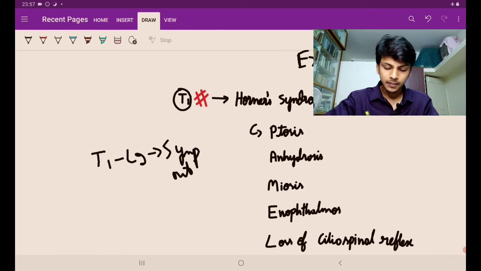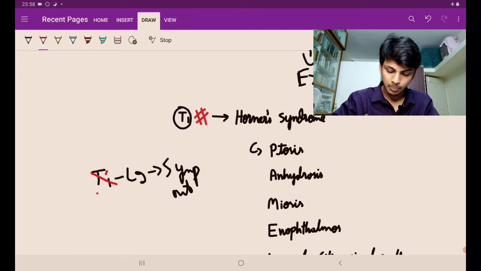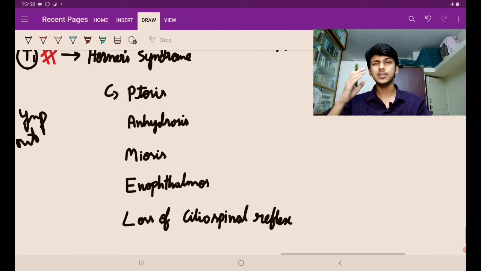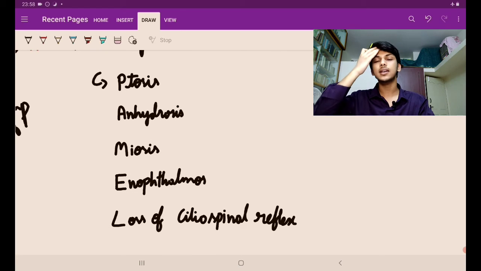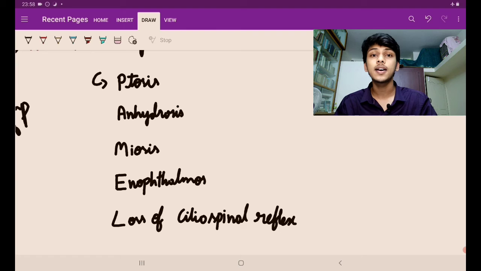So the T1 is also damaged here now, so there will be autonomic manifestations. See here, what are those manifestations? Ptosis is the drooping of eyelid. See, this is like this normally. Ptosis will be like this. Then there is anhidrosis. Anhidrosis means that part of the face will be dry. Usually the manifestation of Horner syndrome is in the face.